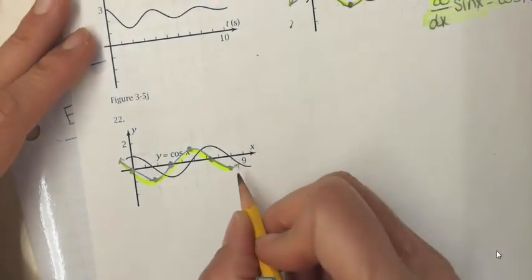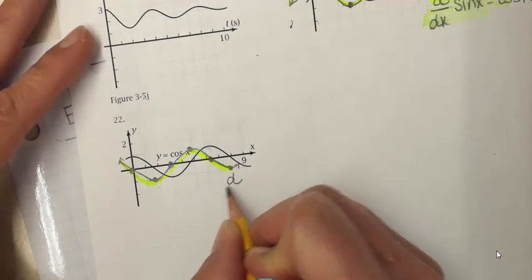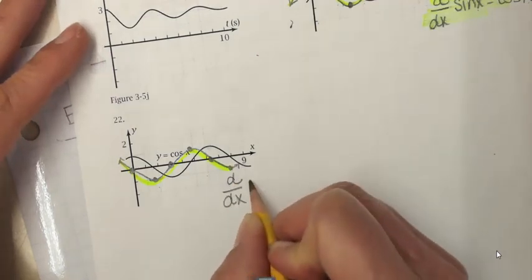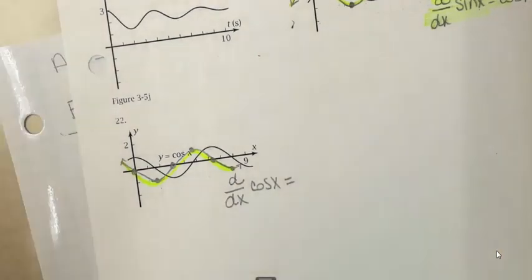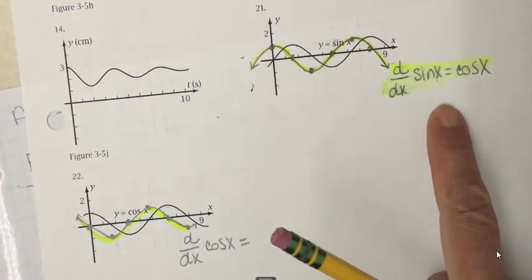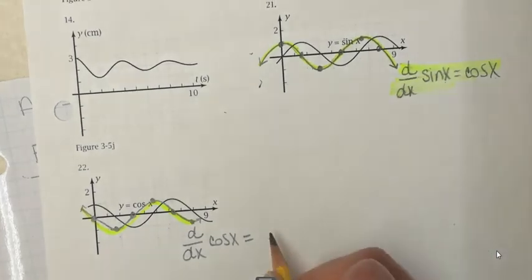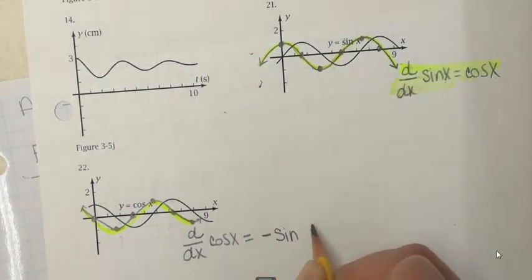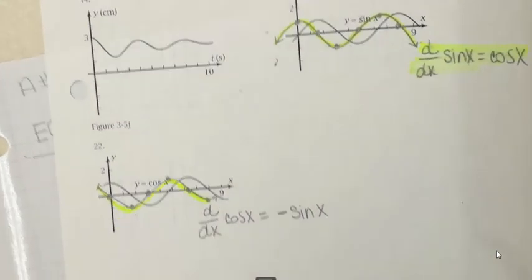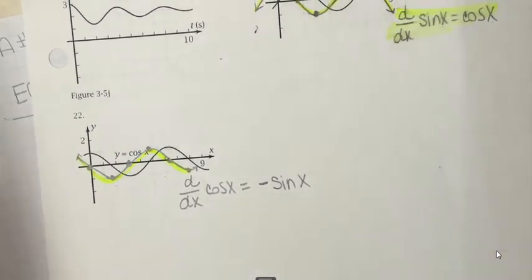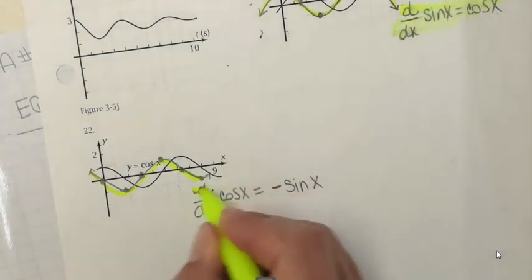Basically, this right here is the derivative with respect to x of cosine x. It doesn't necessarily give you the sine function. It gives you the sine function reflected in the x-axis, which is the negative sine function. Okay, so that's another one that you're going to want to memorize.